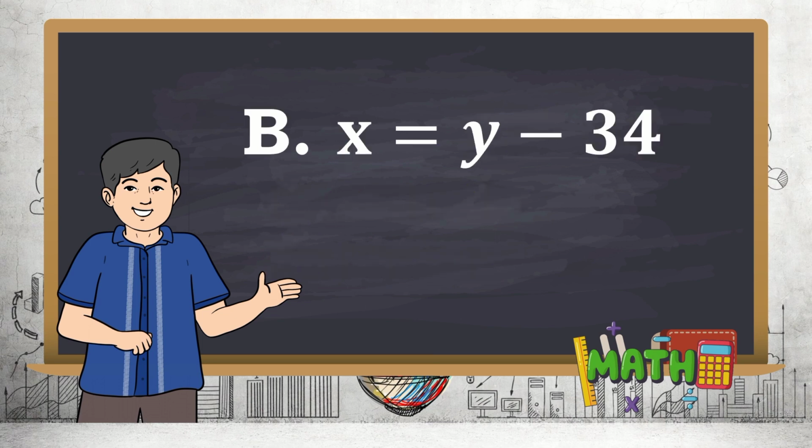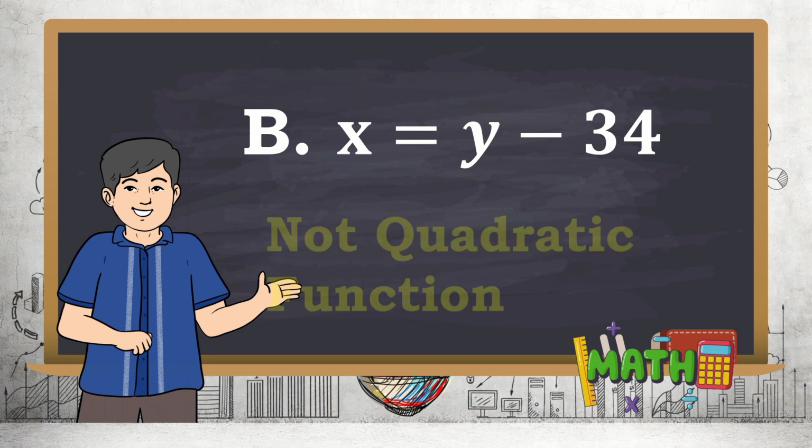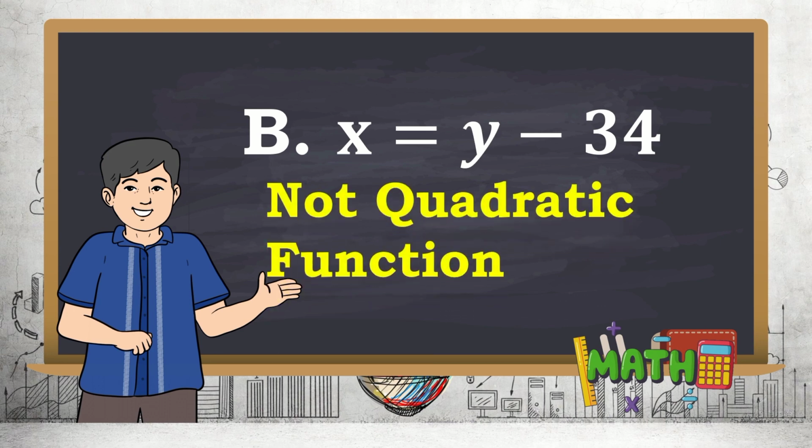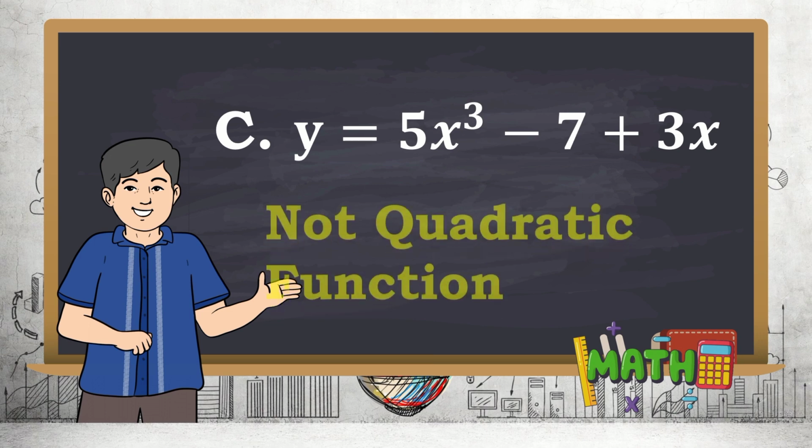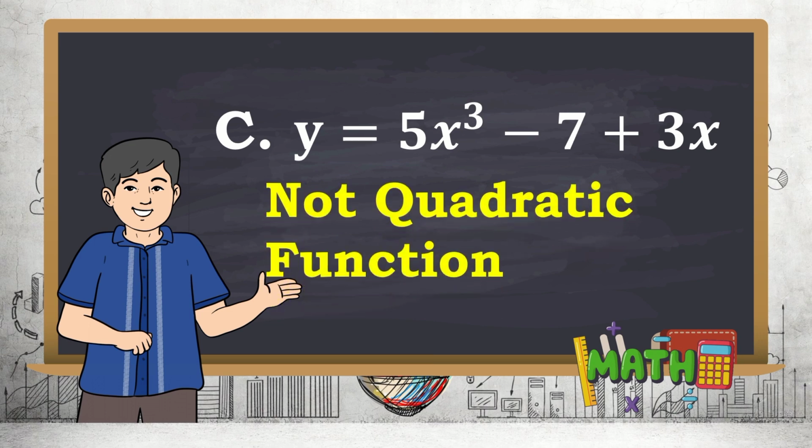Letter B, x is equal to y minus 34. Is that a quadratic function or not? Definitely not a quadratic function. Letter C, y is equal to 5x cubed minus 7 plus 3x. Very good, that is not a quadratic function because the degree is 3.